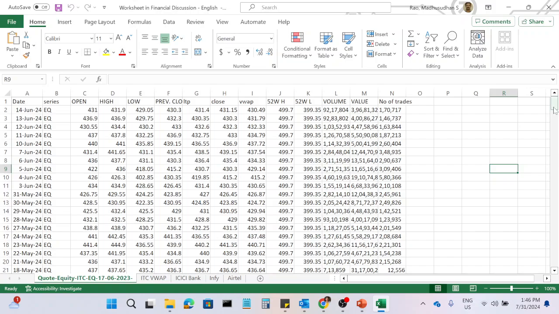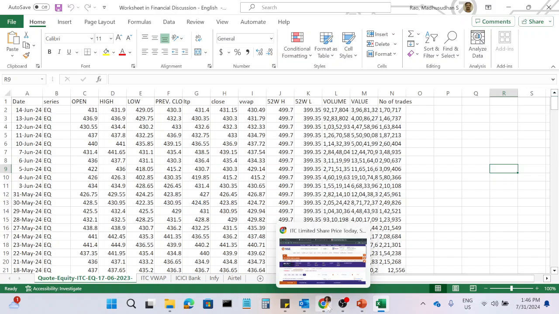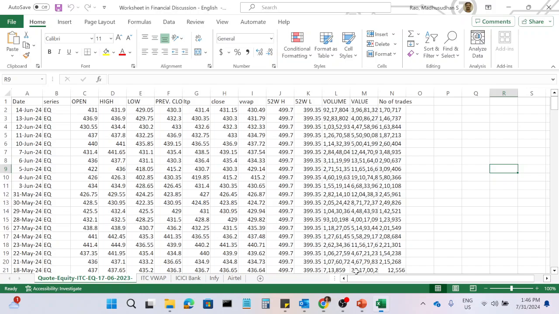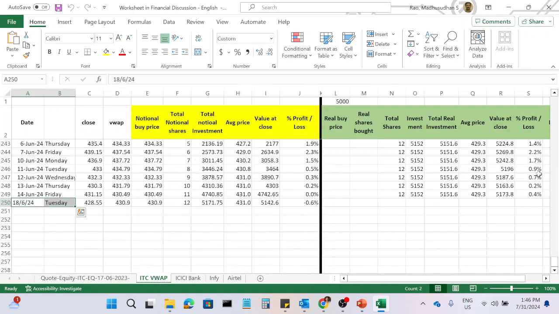If you are new and want to know how to get this data, you can go to the NSE website and search for the particular stock. Here I have searched for ITC. Click on historical data for 1 year, then filter, and click on download CSV. When you open that downloaded CSV, you will find data something like this. For back testing this method, we don't require all this data. We require only the date, close price, and the VWAP data. So here is the data which I have used for back testing.